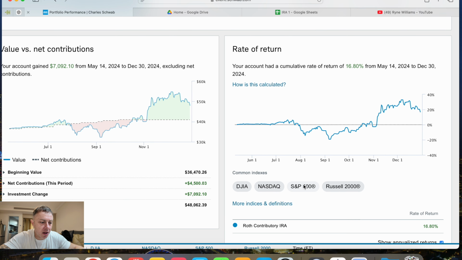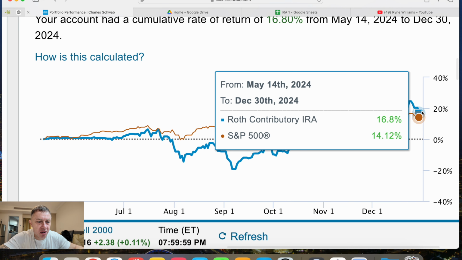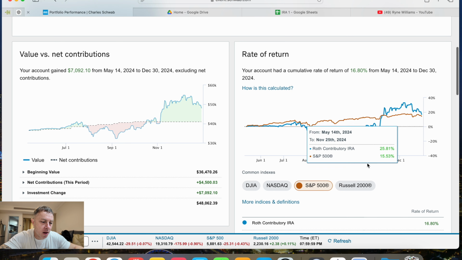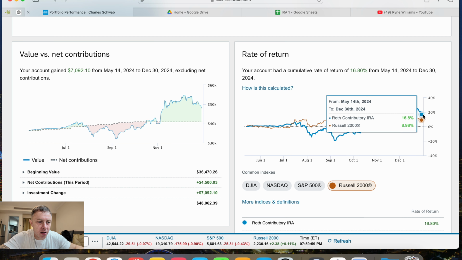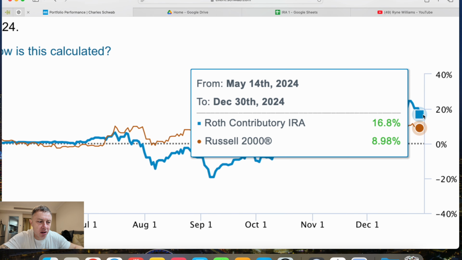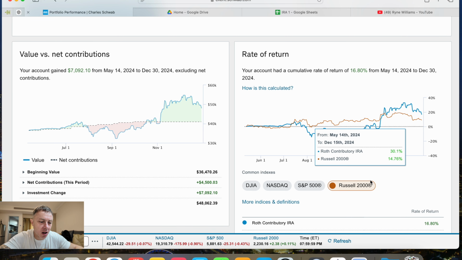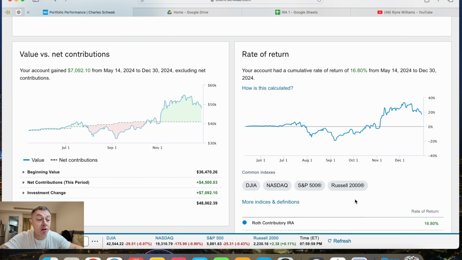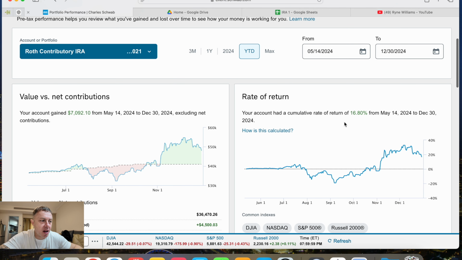Let's go check S&P. The S&P was 14%. We're 16.8. So we beat the S&P. And then here's the Russell, 16% for us and 8.9% for them. So we beat all the indexes except for the NASDAQ, but it was pretty close. But that's showing the return since May. So let's get into the whole thing for the whole year. Let's just have a look at that.